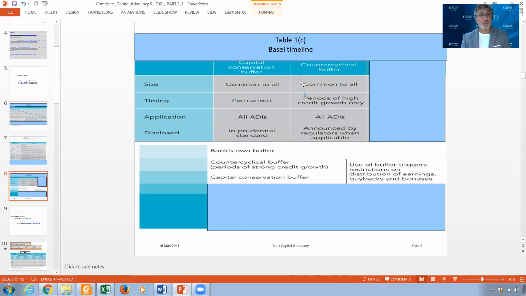So these are the two buffers. I want you to understand it and to know it. This one is already permanent. This one is only in periods of high credit growth, and it has to be announced here by regulators. This is already in the standard, which means it applies and it's common and it's in effect. This one is only when it is requested, as I said, during those high volatility times.